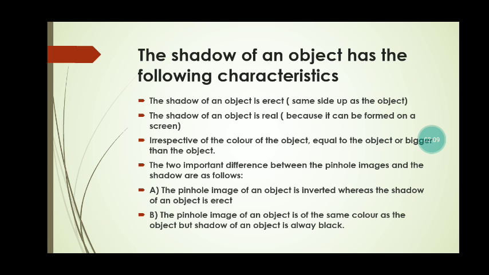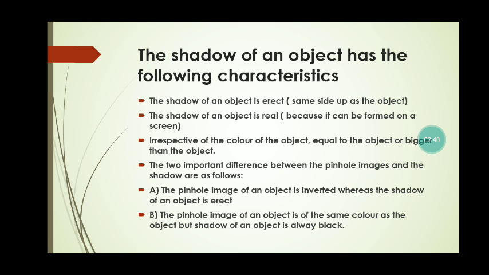Again, the shadow of an object is real because we can see it, formed on the screen. It can be equal to the object or bigger than the object, irrespective of the color of the object. It means the shadow does not depend on the color of the object. The shadow is always formed in black color. It does not matter which color the object is. The shadow of an object is always black.